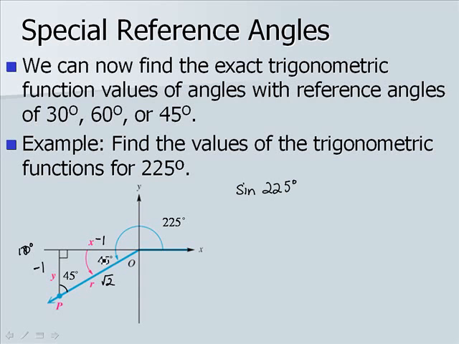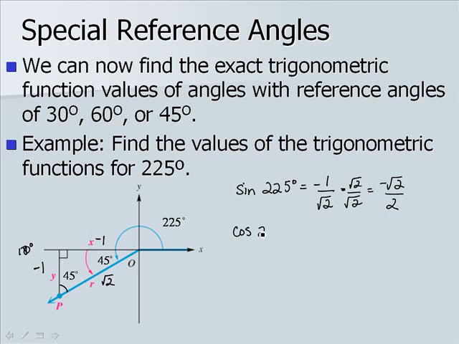We are actually using the sine of our reference angle, which is 45 degrees, and so we'll do the opposite over the hypotenuse, which would be negative 1 over the square root of 2, and then we multiply by square root of 2 over square root of 2. So we have negative square root of 2 over 2.